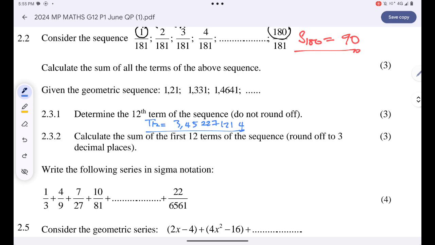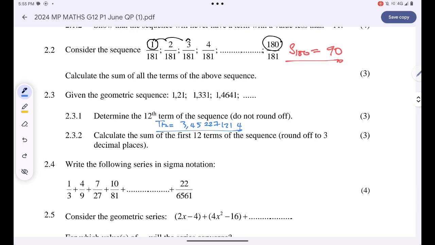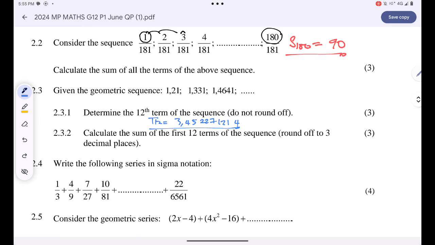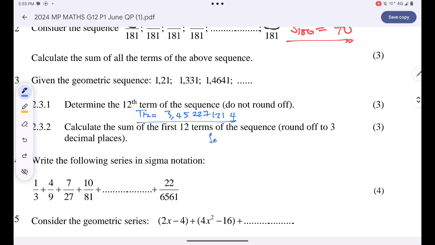And then 2.3.2, I'm supposed to calculate the sum of the first 12 terms of the sequence, and I must round off my answer to 3 decimal places. I can simply say that the sum Sn is basically equal to A times r to the power n minus 1 all over r minus 1, right? So the value of A is just 1.21, and then the value of r is 1.1, to the power 12 minus 1 all over 1.1 minus 1.